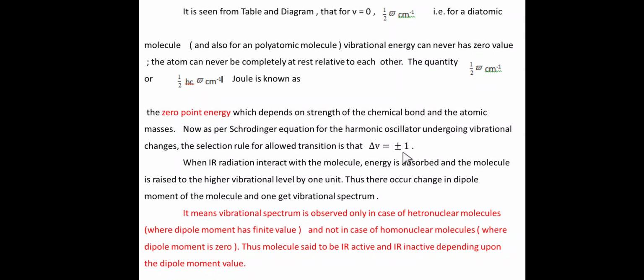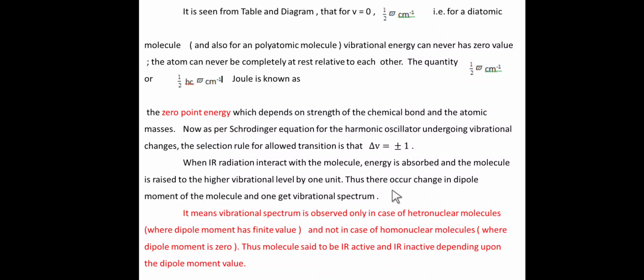So, the selection rule, all of you know, is delta V equal to plus minus 1. When the IR radiation interacts with the molecule, energy is absorbed and the molecule is raised to a higher vibrational energy level by 1 unit. Thus, there occurs a change in the dipole moment of the molecule and one gets the vibration spectra.